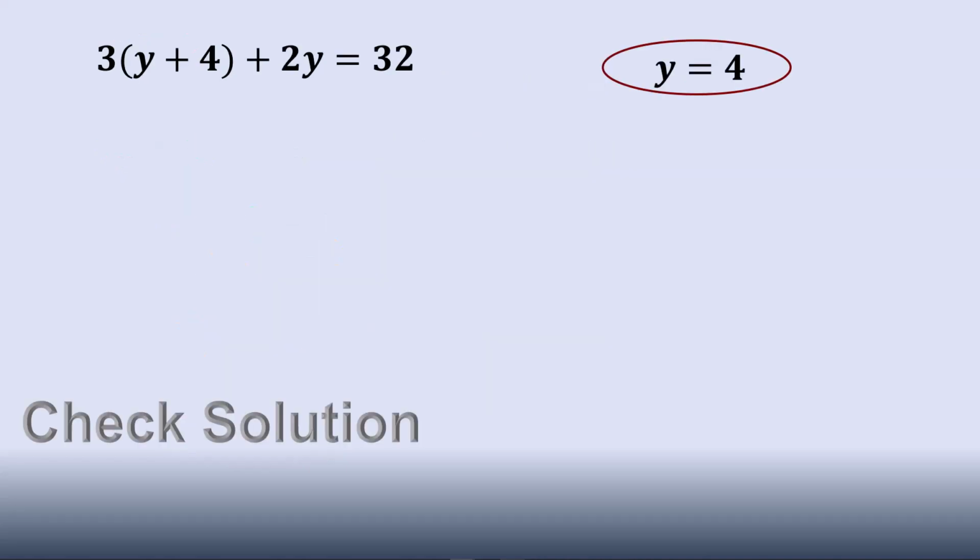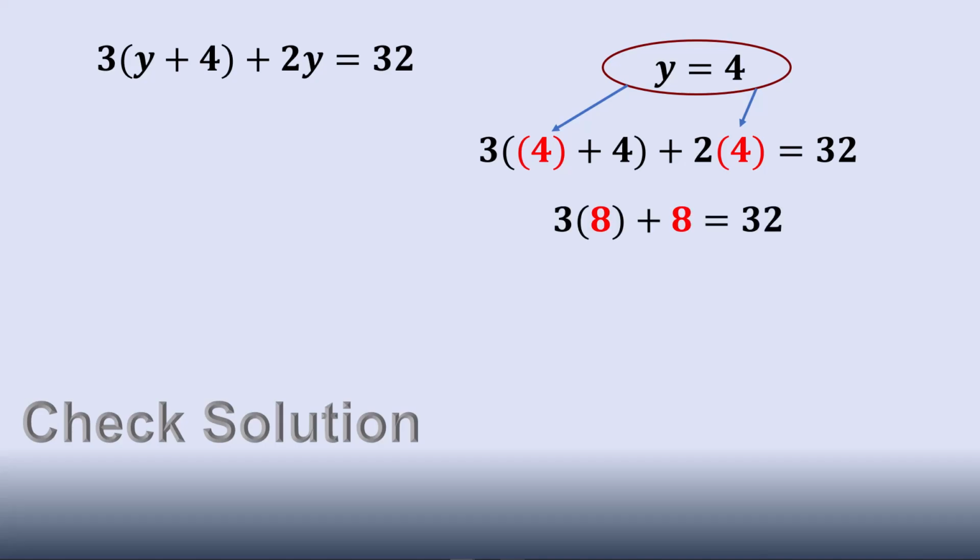In checking this equation, 4 replaces y in 2 places, and we end up with 3 times 4 plus 4 plus 2 times 4 equals 32. 4 plus 4 becomes 8. 2 times 4 is 8. 3 times 8 is 24. 24 plus 8 is 32, and it checks out.